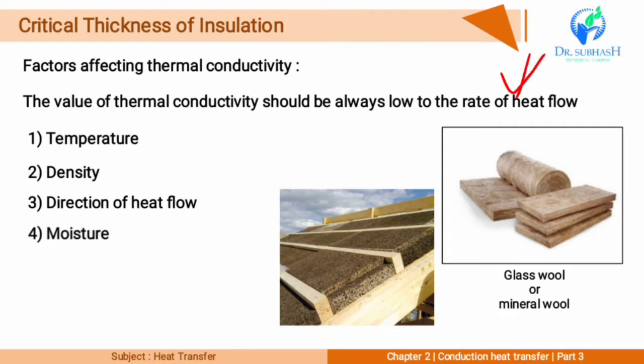Fourth one, moisture. It is always considered necessary to prevent entrance of moisture into the insulating materials during service. It is however difficult to find the effect of moisture on the value of thermal conductivity of different insulating materials. Fifth one is air pressure. It has been found that the value of thermal conductivity decreases with decrease in pressure. And sixth one, the convection in insulators. The value of thermal conductivity increases due to the phenomenon of convection in insulators.